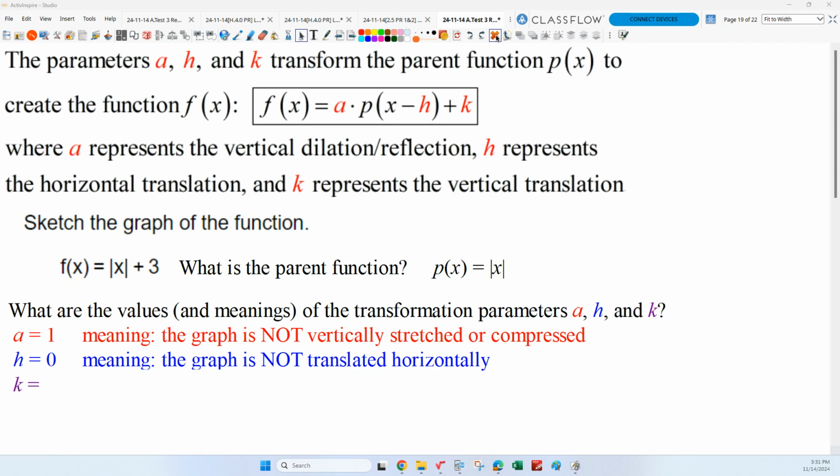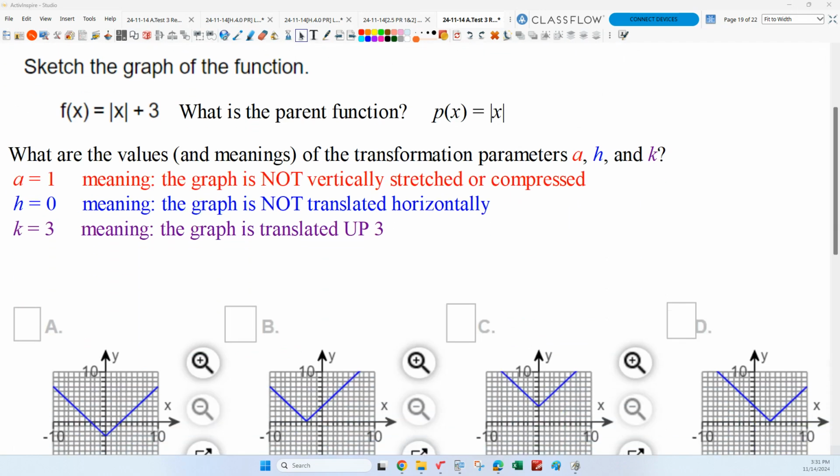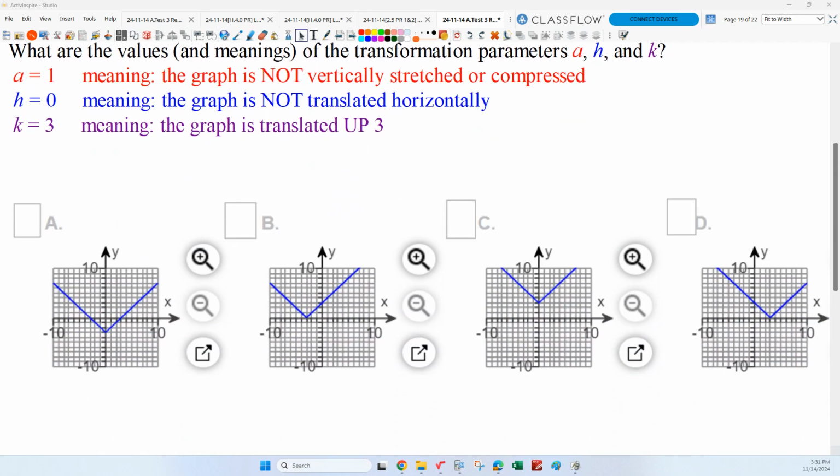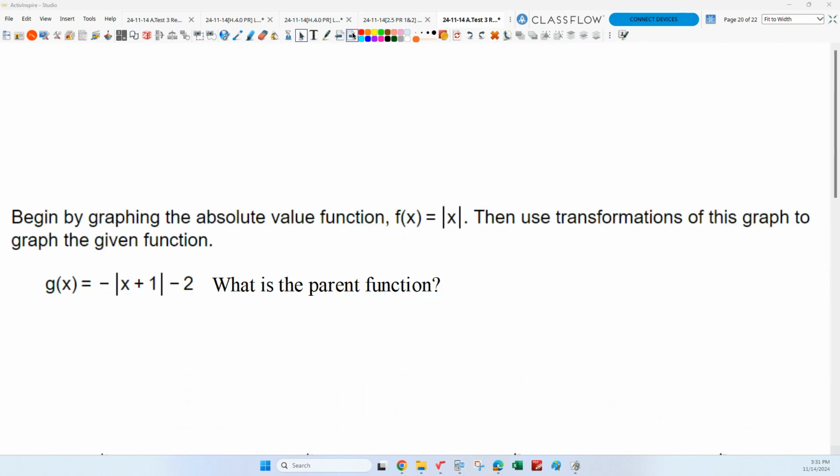It's the number that's added outside. So K is 3. What's that mean? It means it's moving up. Up 3. Vertically, it moves positive 3. Okay, so now pick out the graph. Which one does that? C. Right? Okay, that's the graph where the V got moved up by 3. Okay, one more. One more and we're done for today.